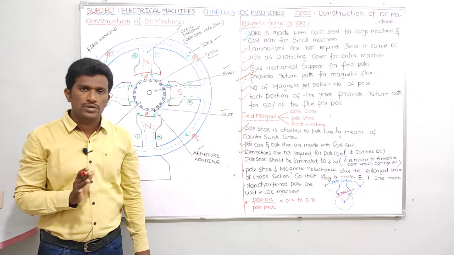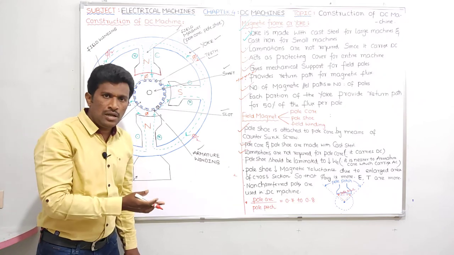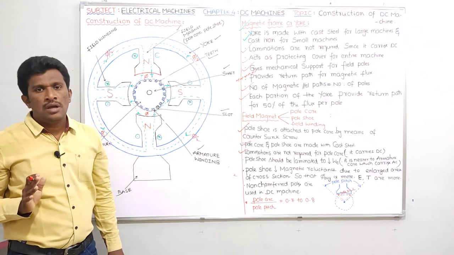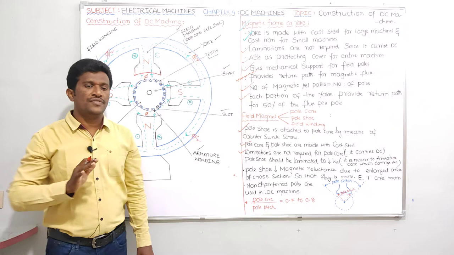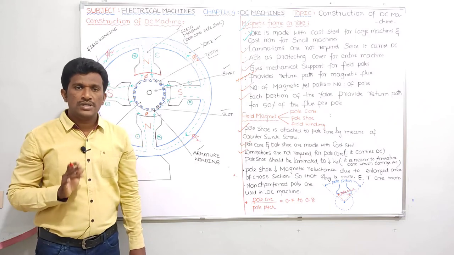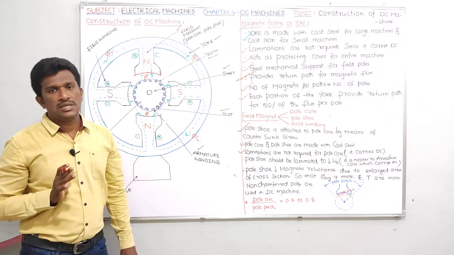If you want, you can see the last two videos. You can take a DC generator or you can take a DC motor. Always the armature current is AC only. If you want, you can check. So always the armature winding carries AC supply.